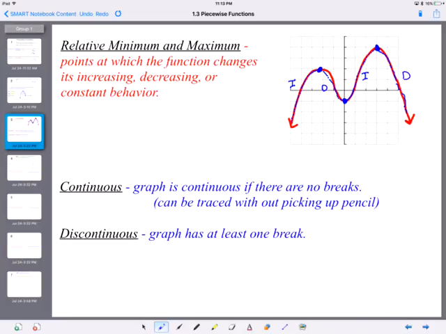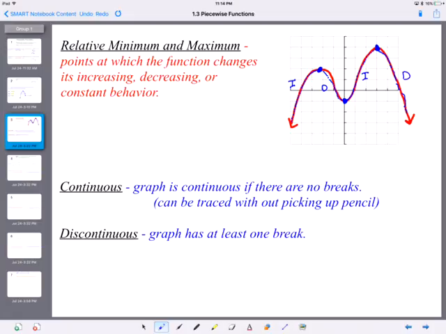A couple of quick definitions. Continuous, graph is continuous. There are no breaks. Basically, an easy way to say this, you can trace it without picking up your pencil. If you ever have to pick up your pencil, even for a single point, it's no longer continuous, it's discontinuous. So as long as there's one break in the graph, then it is discontinuous.